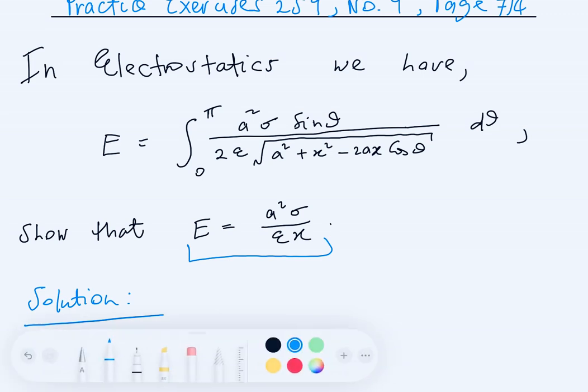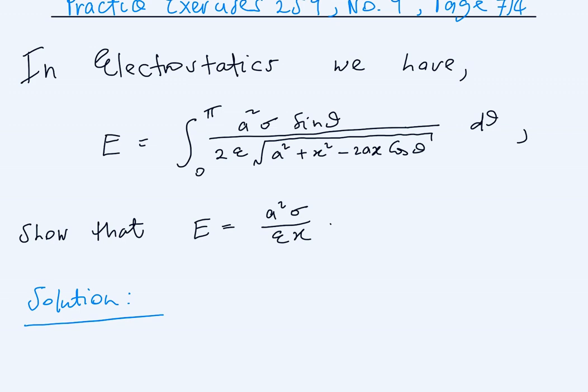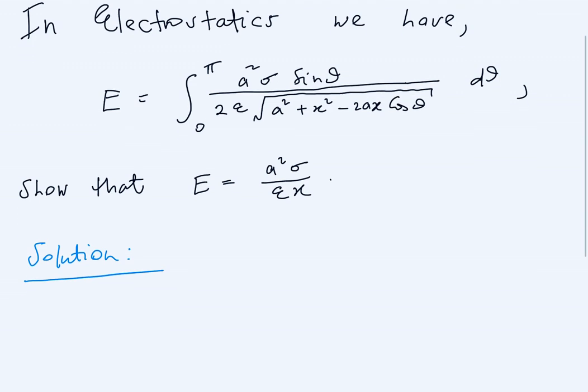But before we start, let's note something. If you look over here under the square root sign, in the textbook, this sign is negative. That is a mistake. It should be positive. It's the square root of a squared plus x squared minus 2ax multiplied by cos theta. That's what it should be. So the sign should be plus, not negative. Please make that correction before you proceed with the solution. Okay, so let's go ahead and solve this.